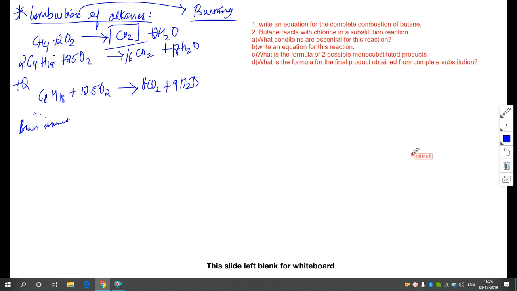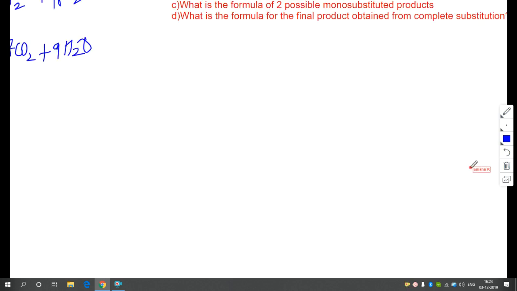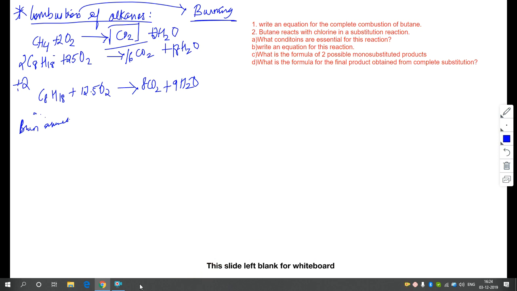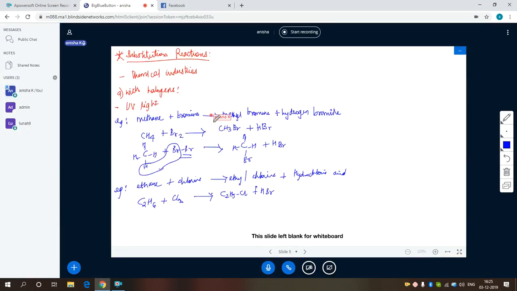I don't understand C. What is the formula of two possible mono substituted products? We're talking about substitution, right? You can write any kind of substitution products you will be getting. When we were talking about substitution, what we got was methyl bromide, CH3Br, right? For ethyl chlorine, like that you can write. Other than these two compounds, you can write any other names.